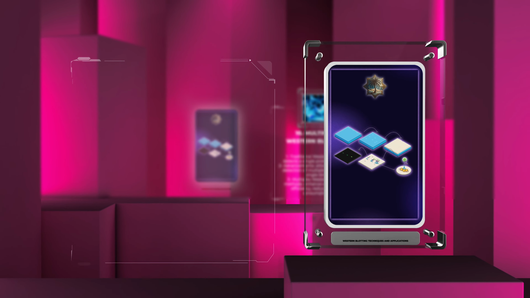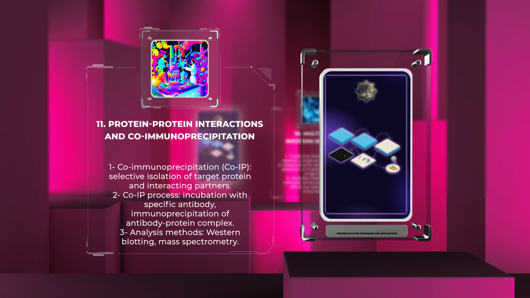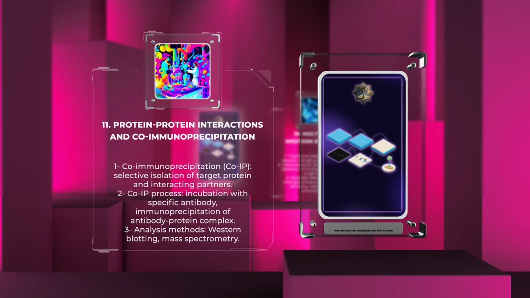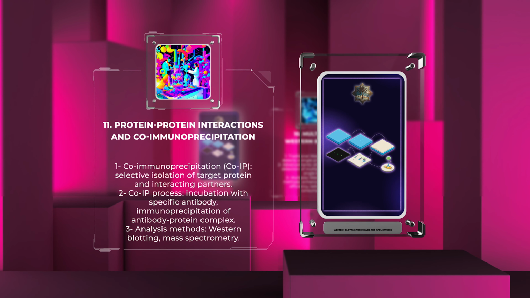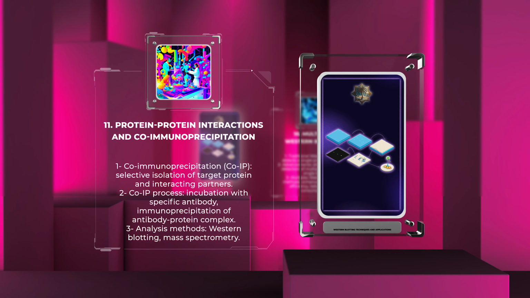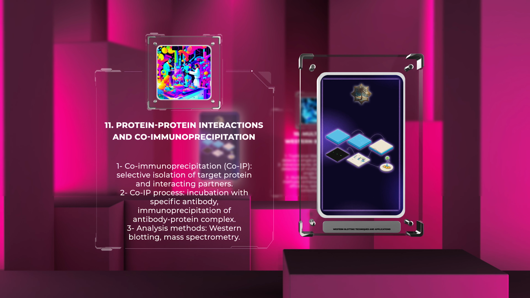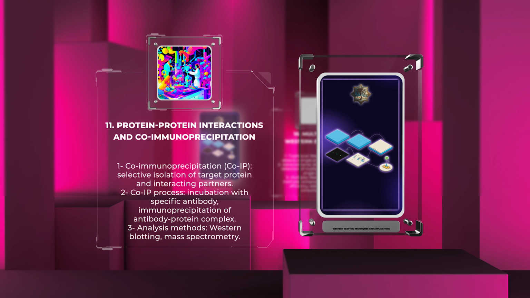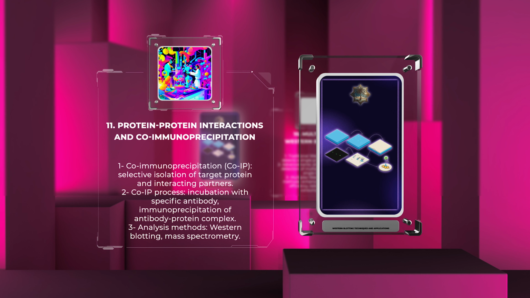To understand cellular processes comprehensively, it is crucial to study protein-protein interactions. Co-immunoprecipitation, co-IP, is a widely used technique that allows the selective isolation of a target protein along with its interacting partners from a complex mixture. Co-IP involves incubating a cell lysate with an antibody specific to the target protein, followed by immunoprecipitation of the antibody-protein complex. The precipitated proteins, including the target protein and its interacting partners, can be subsequently analyzed by Western blotting or mass spectrometry.